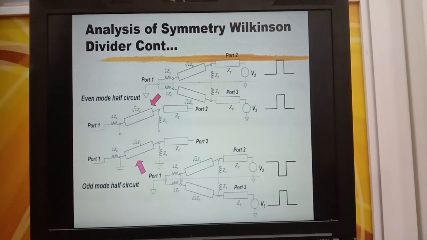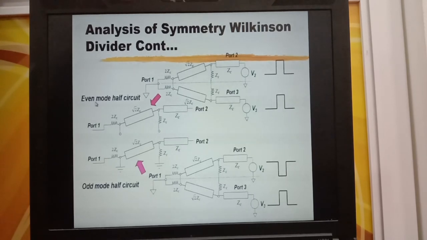And at port 1, because the voltage at this point and the voltage at this point are opposite polarity, for example, if this point is plus V and this point is negative V, the center point will be 0 volt. That means a virtual ground. In other words, this point is connected to ground. We have a short circuit. So the half circuit under odd mode excitation will look like this, where we have a resistor ZC connected to ground, and at port 1, we have a short circuit.